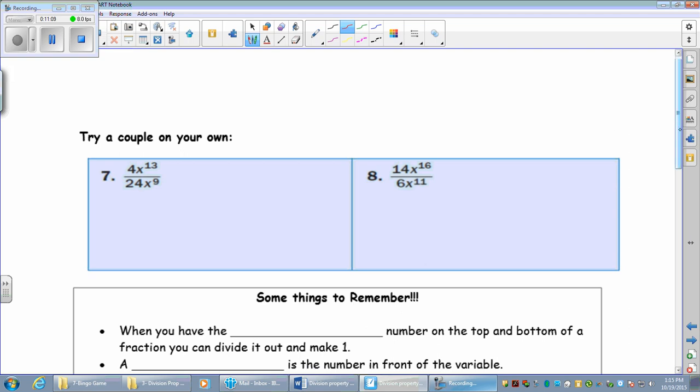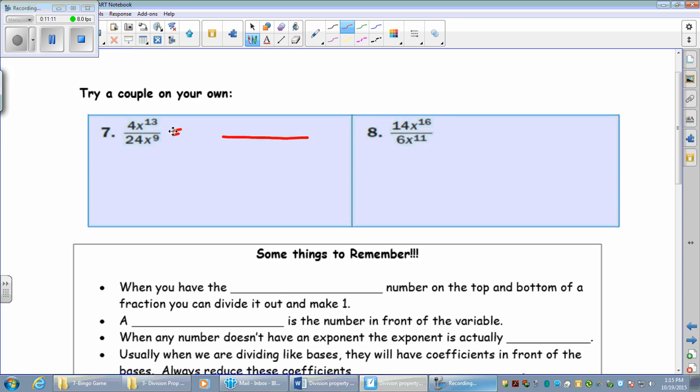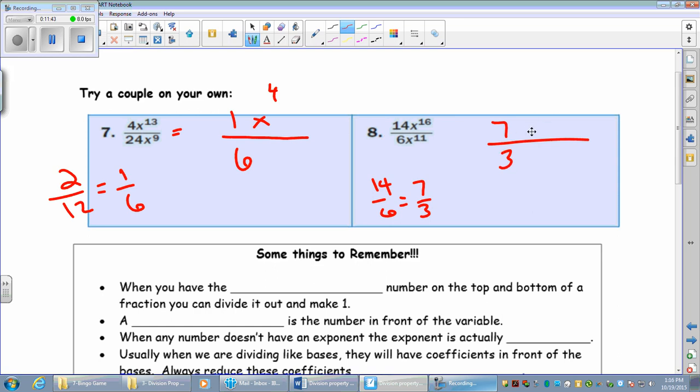All right, so looking at this first one, I know it's going to be a fraction. What can I divide them both by? Now, if you did 2 over 12, that's fine, but just know that you can reduce it again into 1 over 6. So I'm going to put a 1 and a 6. Where do I have more x's, on top or on bottom? Obviously on top by 4. Okay? Number 8, you could reduce 14 over 6. I could say 7 over 3. So I have 7 over 3 as part of my answer. And where do I have more x's, on top or on bottom? On top by 5. All right, and that's really it, guys.